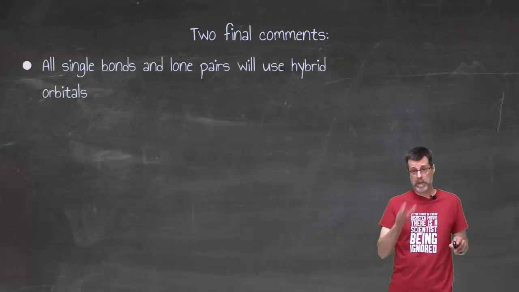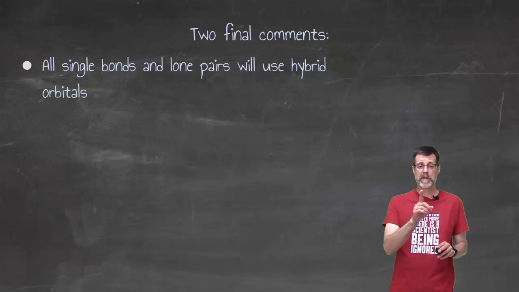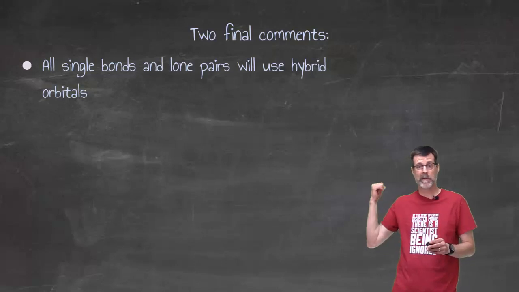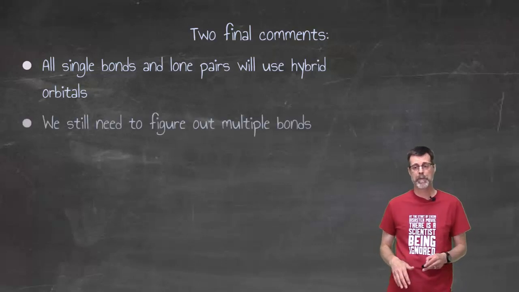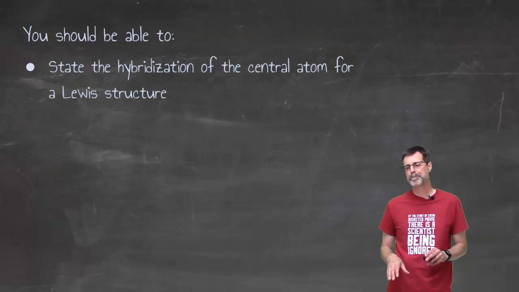All single bonds and lone pairs are going to use hybrid orbitals. I said it a little bit different. I didn't say single bonds. Count up the number of bonding groups, count up the number of lone pairs. That is going to be the number of hybrid orbitals you need, and then which one do you use to get that many. We still have to deal with multiple bonds, and that'll be another time.